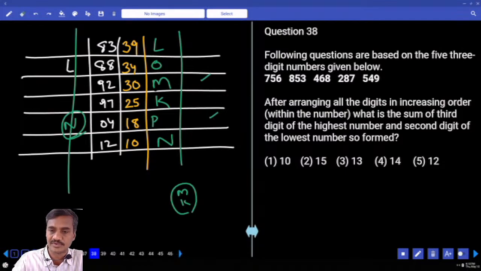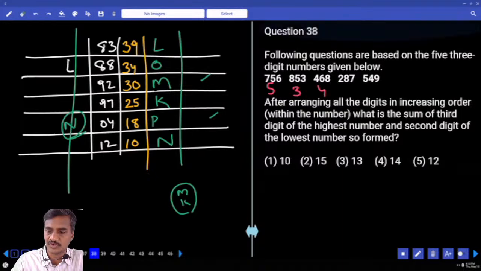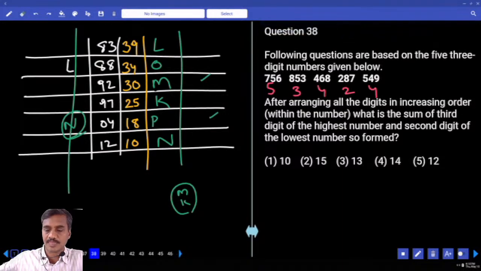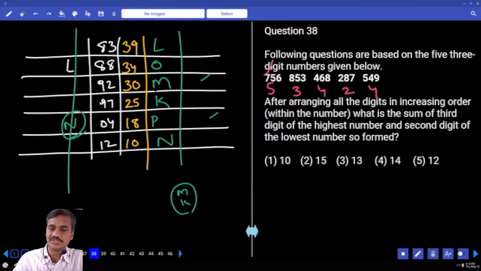Now here it is 5, isn't it? And next one here it is 3, and here it is 4, and this is 2, and this is 4. Then out of which, this is the highest number. What is the highest number we have? Now this is the highest. And what is the lowest number here? Lowest number is this, isn't it? Lowest number is here.